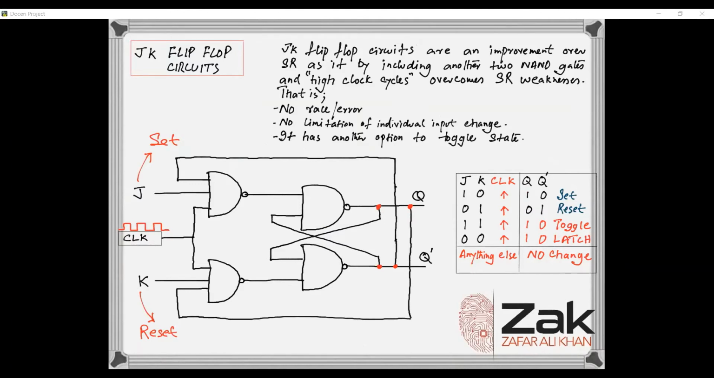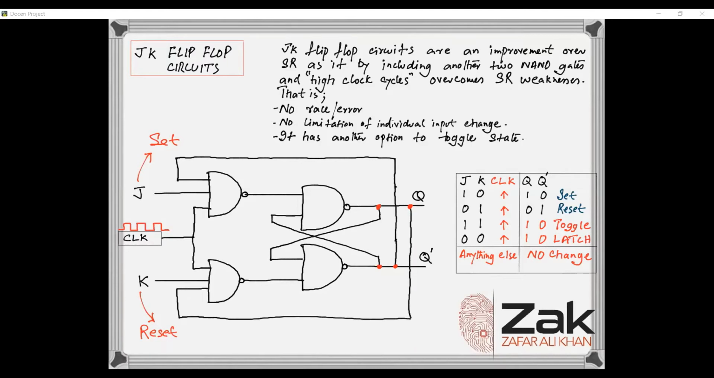What has happened is that S is now called J and R, reset, is called K. So J and K are actually S and R. But there is another inclusion of a third input. See, system clock. System clock is never seen in terms of 1 and 0s, but highs and lows. All right. So, the inclusion of this system clock.